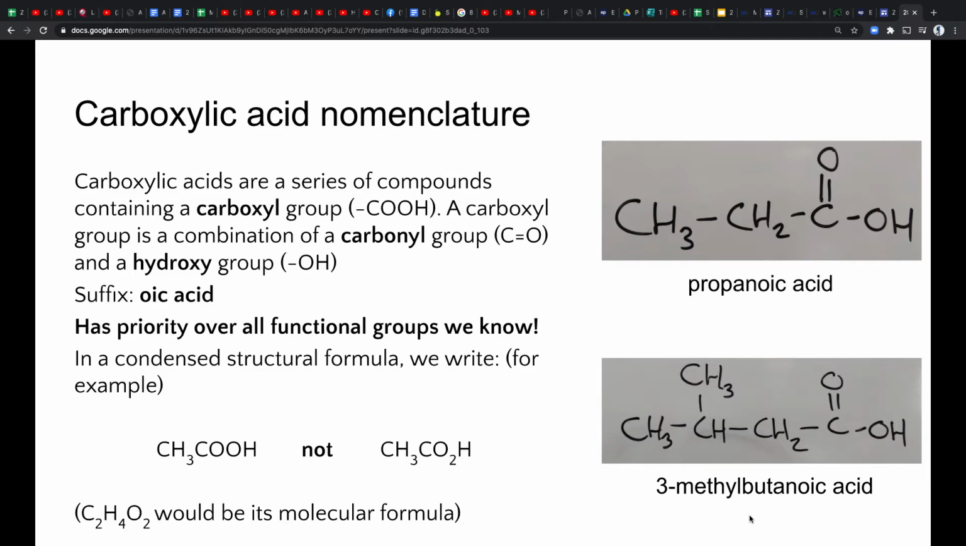So carboxylic acids contain what's called a carboxyl group. So a C double bonded to an O with an OH group next to it. That's a combination of what we call a carbonyl group and a hydroxyl group. So here, this would be called not propane, but propanoic acid. It's a carboxylic acid. The suffix is oic acid. So propanoic acid. You've probably heard of ethanoic acid, which is the molecule in vinegar.